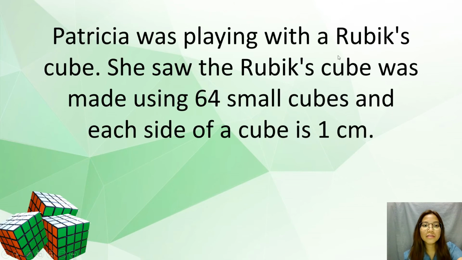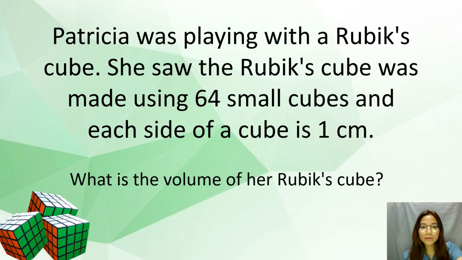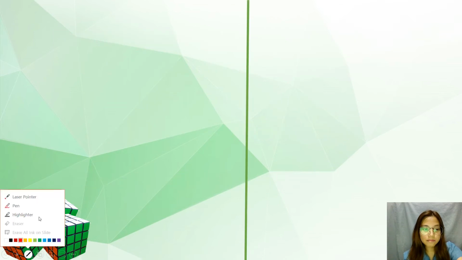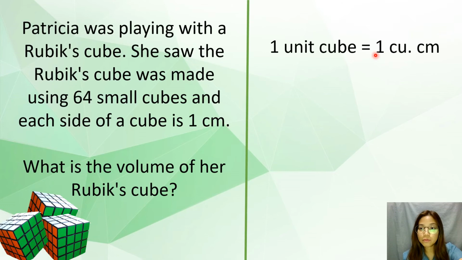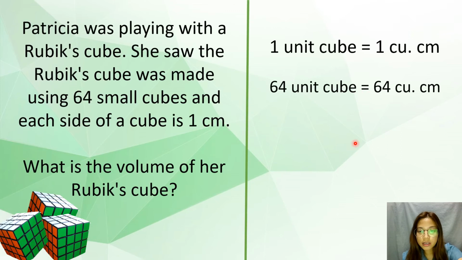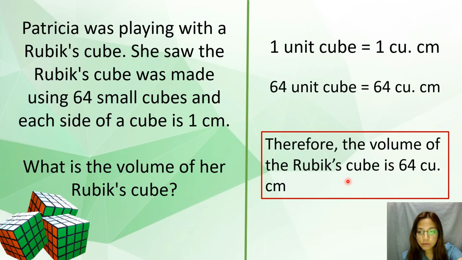Patricia was playing with a Rubik's Cube. She saw the Rubik's Cube was made using 64 small cubes and each side of a cube is 1 centimeter. What is the volume of her Rubik's Cube? To answer this problem, knowing that each side of a cube is 1 centimeter, we can say that 1 unit cube is equal to 1 cubic centimeter. So if we have 64 unit cubes, it is equal to 64 cubic centimeters. Therefore, the volume of the Rubik's Cube is 64 cubic centimeters.